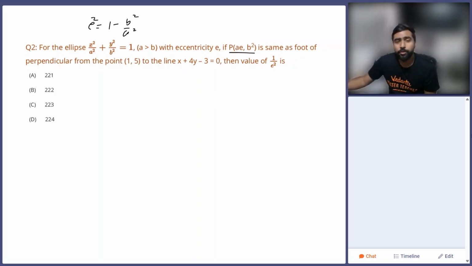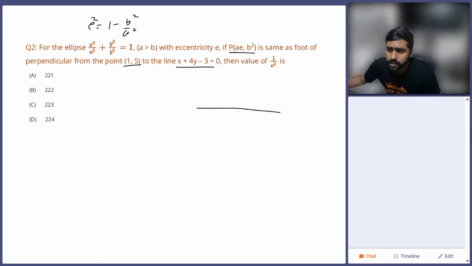It is the same as the foot of perpendicular from this point (1, 5) on this line. Okay, let's try getting this foot of perpendicular. So we have (1, 5), and the line x + 4y - 3 = 0. I know the foot of perpendicular formula.